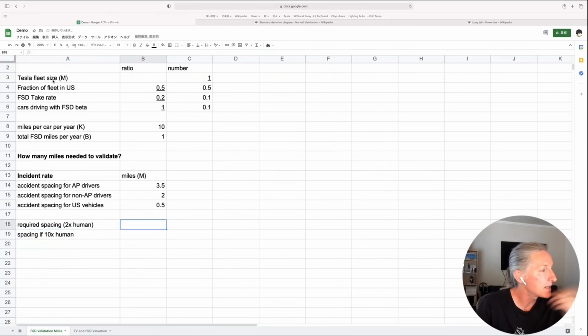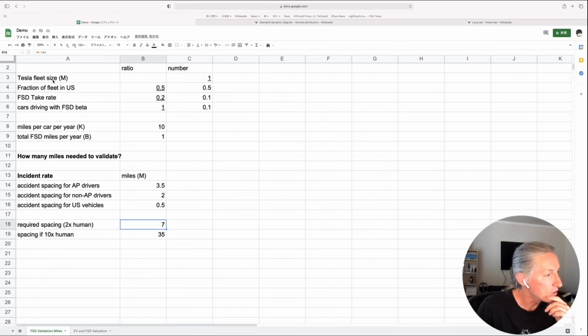So one thing we could ask is, say the goal is that we think regulators are going to want it to be twice as good as a human. We're going to pick this category. That means we need 7 million miles, or 35 million miles. This is how far apart we would need to determine that incidents were happening on FSD in order to be able to make a statement about that.